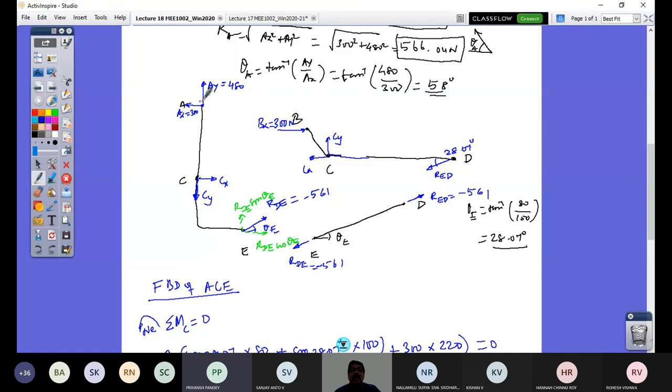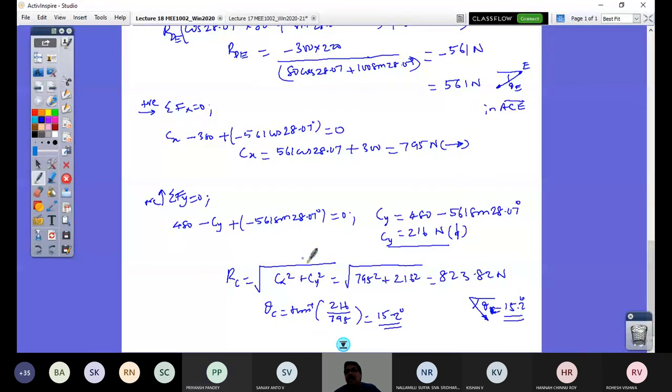And now I have AX, AY. So the two other ones I just have assumed. CX should be to the right and CY to be downward because AY already is upward. And this direction assumed also will have an upward direction component. So I thought this is the assumption, and the assumption is correct. When I solve for CY, I get positive value, so it is downward direction. So this value is 216 positive. If I get a positive value, the direction is correct. If I get a negative value, I should change the direction.